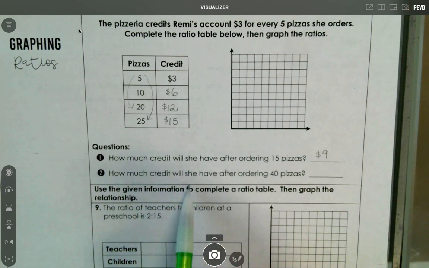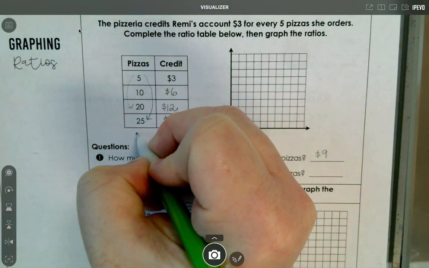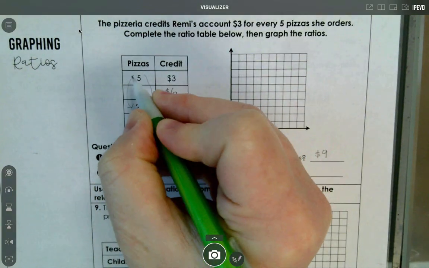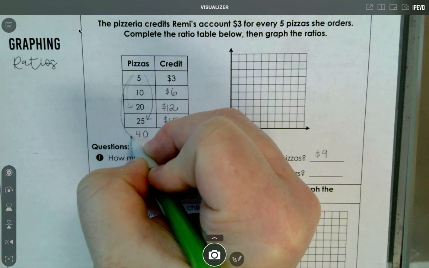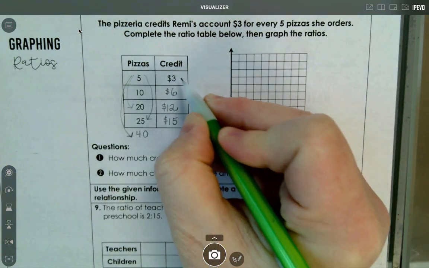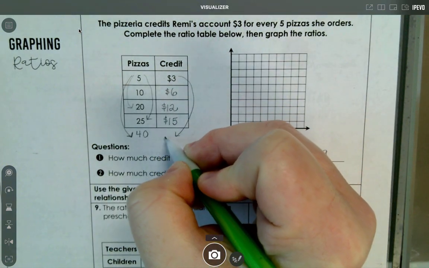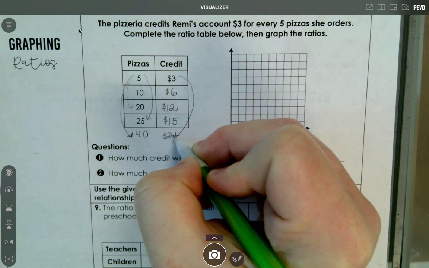And then how much credit will she have after ordering 40 pizzas? So then the question is, 5 times what is 40? It is 8. 3 times 8 will be 24.